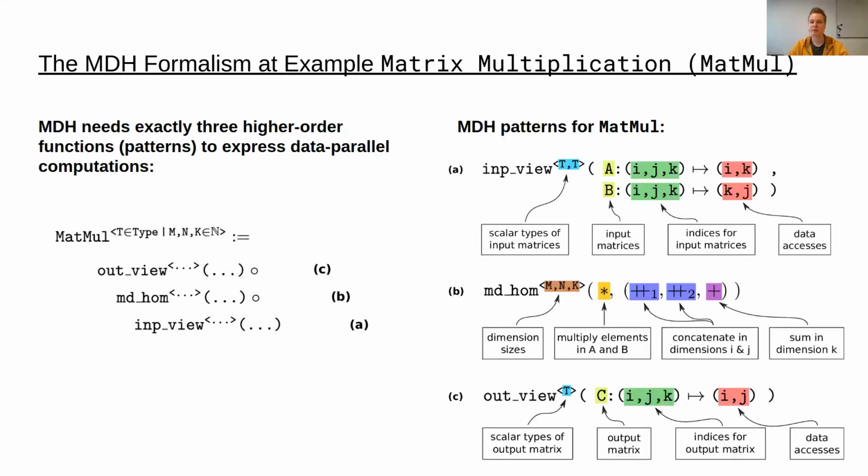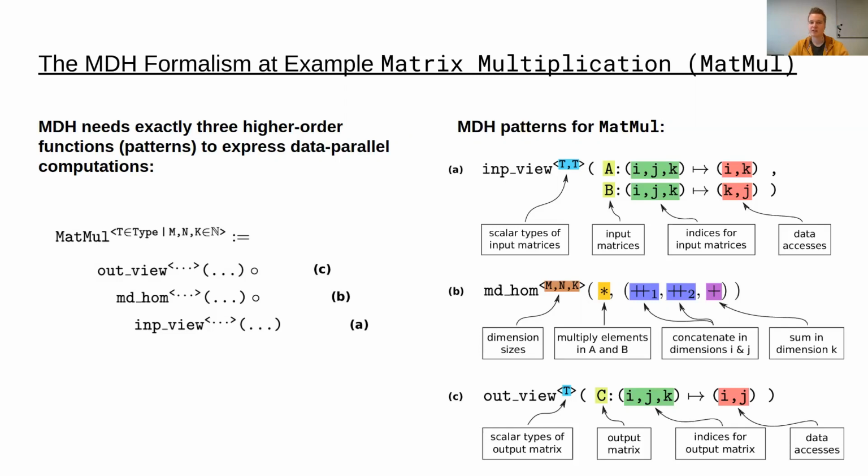Input view and out view prepare the input and output data of matmul, meaning they take matrices A, B, and C and specify which elements of them are read and written. MDHom specifies the computation part of matmul, so it specifies that we multiply elements in A and B, concatenate them in the first two dimensions, and sum them in the last dimension.